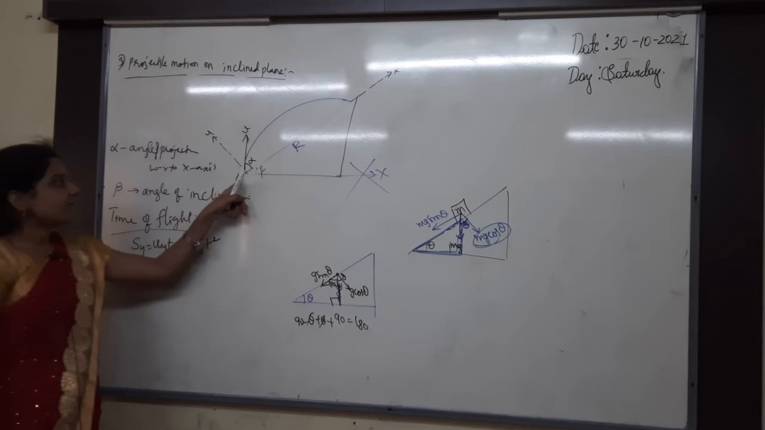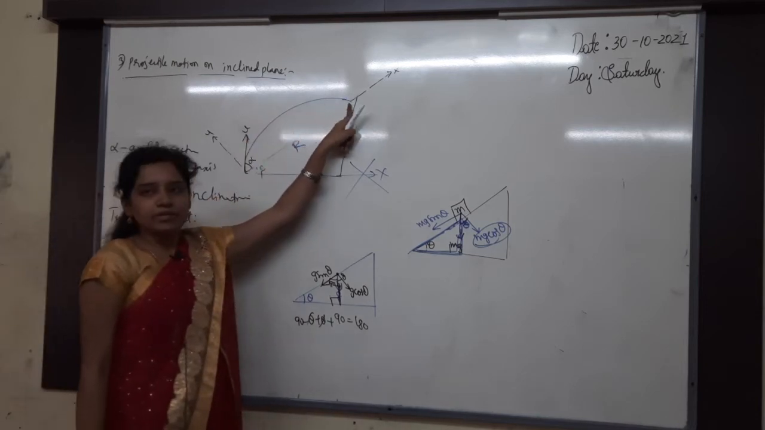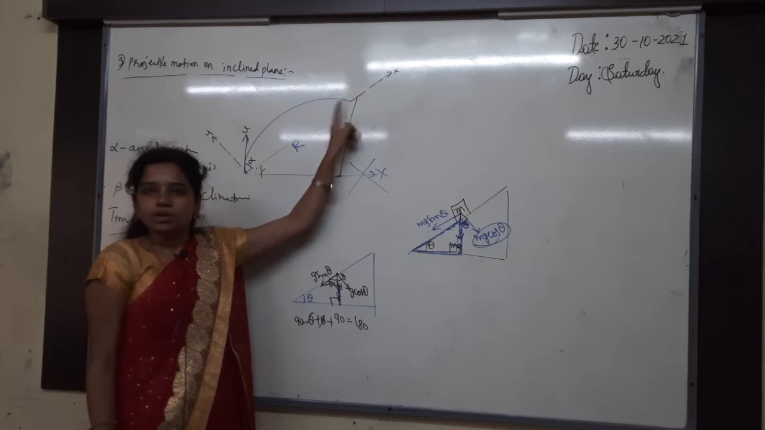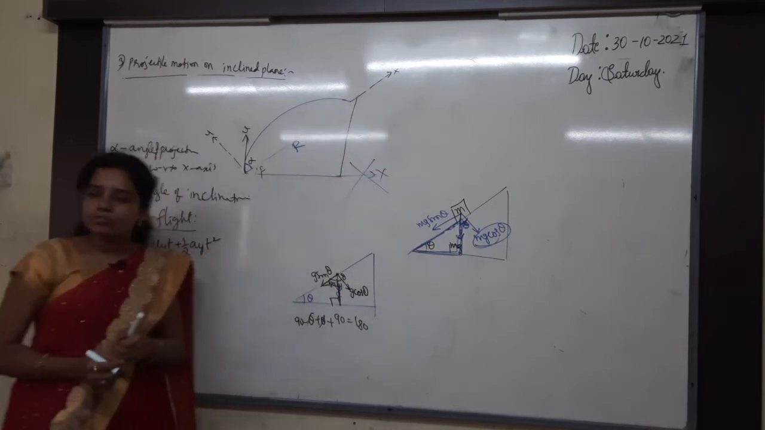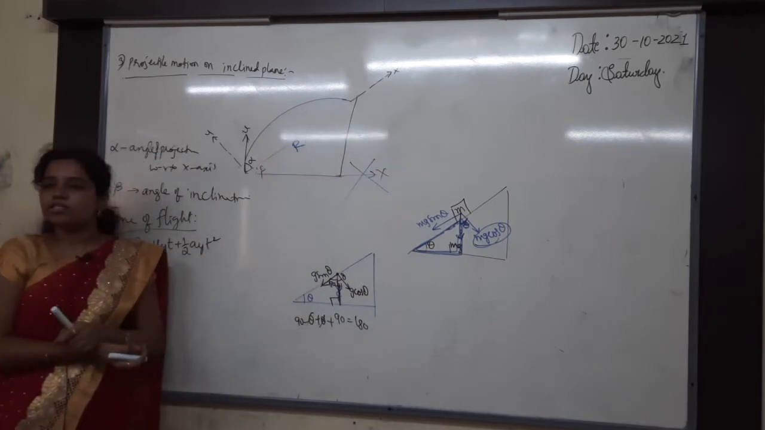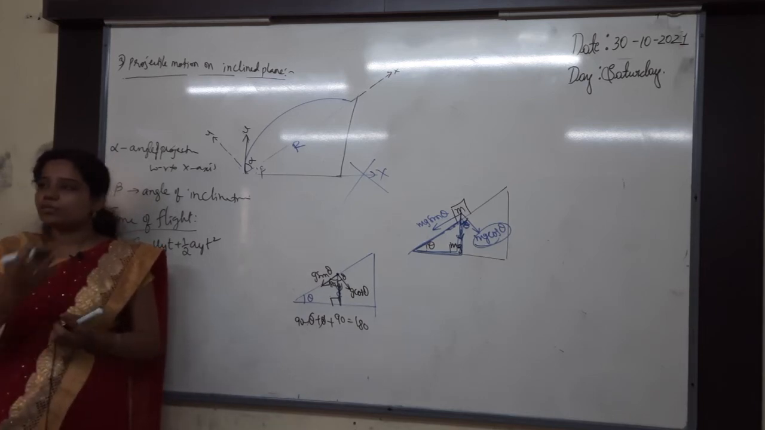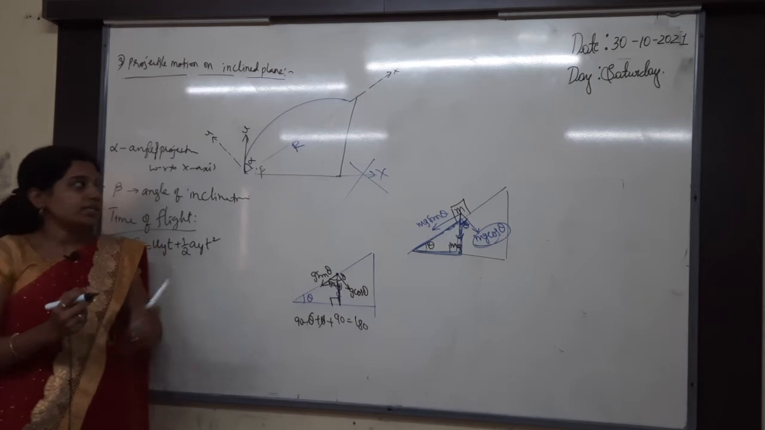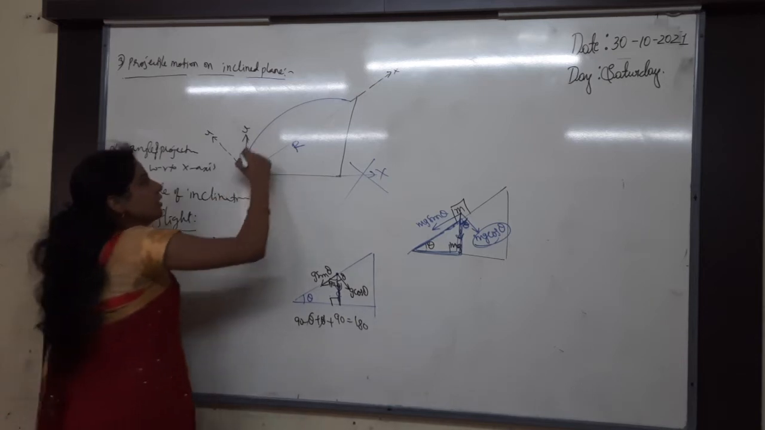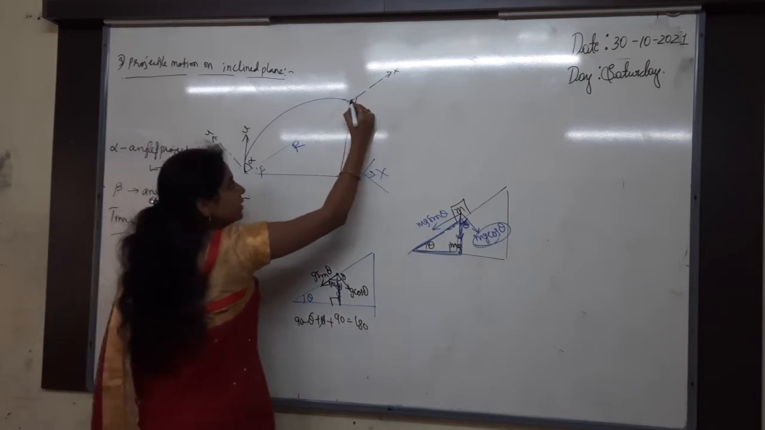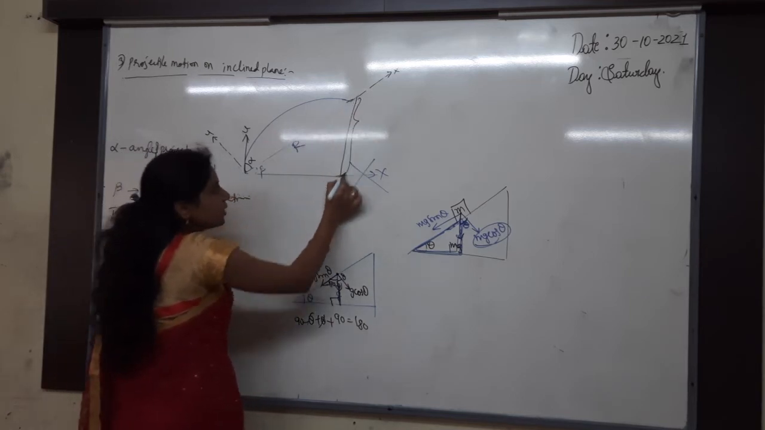Then after landing on the inclined plane, what is the height? Zero only. After landing, I am jumping and then landing on the ground. What is my height? Zero only, no? What is my displacement between the ground and my legs? That is zero only. So it is also going and then falling on the inclined plane only. What is the height here? Here, height means don't consider from here to here.